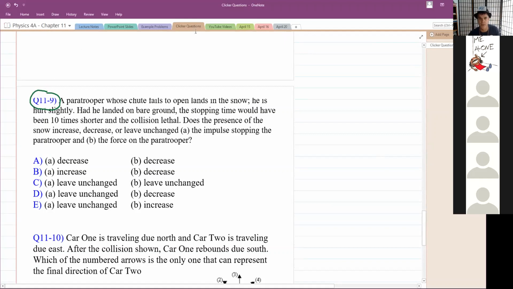So actually, let me just stop this for a second so I can start the polling again. Stop share, polls, relaunch polling, continue, share the screen again.